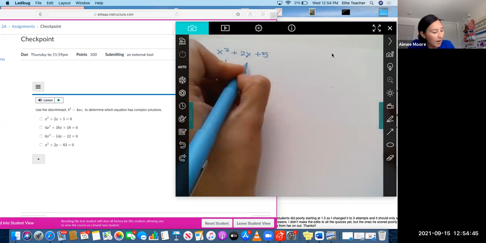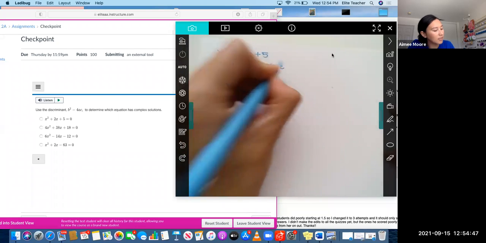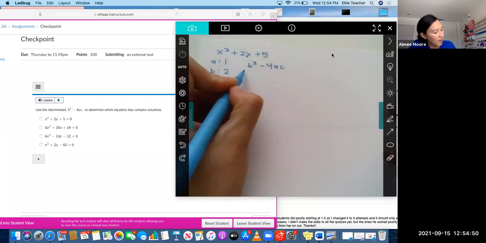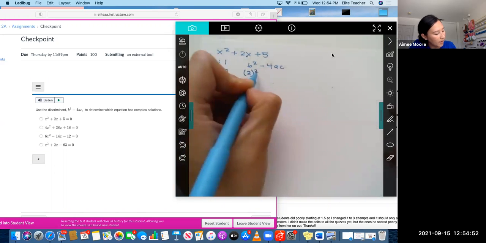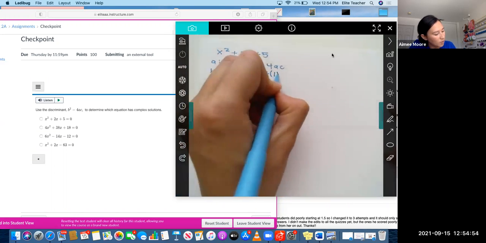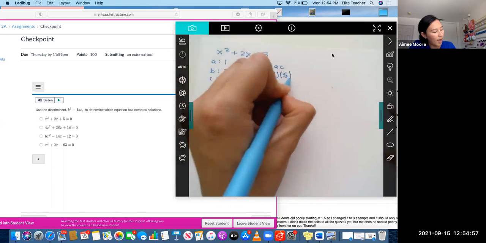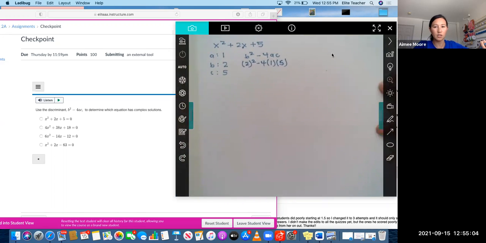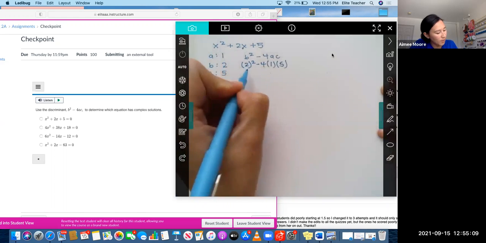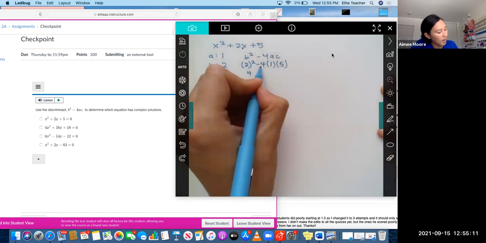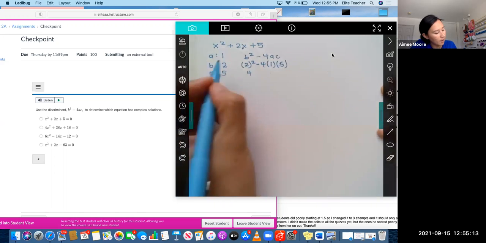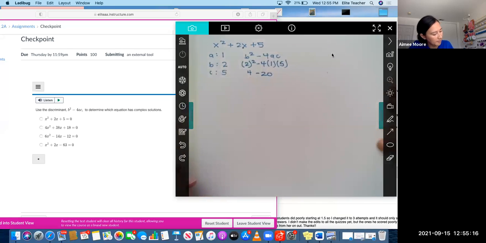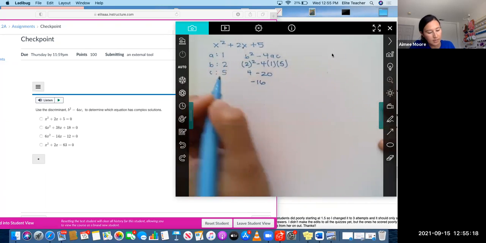Now we have to plug that into b squared minus 4ac. So we have b, which is 2, squared, minus 4 times a, which is 1, times c, which is 5. Any questions so far? Then now we just simplify. 2 squared, that's 2 times 2 is 4. -4 times 1 is -4. -4 times 5 is -20, which gives us -16.